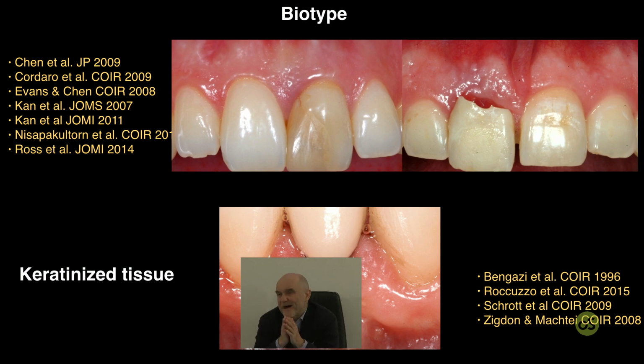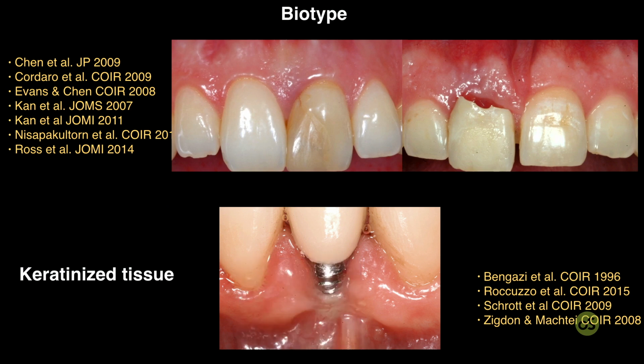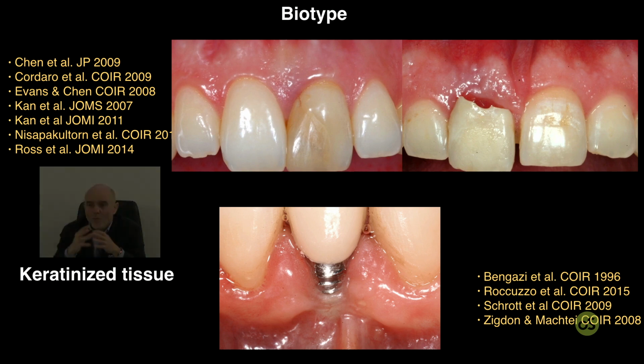Obviously, the biotype is one of the main factors associated with the development of soft tissue dehiscence. And soft tissue dehiscence is much more frequent in a thin biotype than in a thick biotype. And this is very easy to understand. The problem is what is thick and what is thin, because we cannot consider 1 millimeter or 1.5 millimeters as the borderline from a thin to a thick biotype, as we are used to doing for teeth.